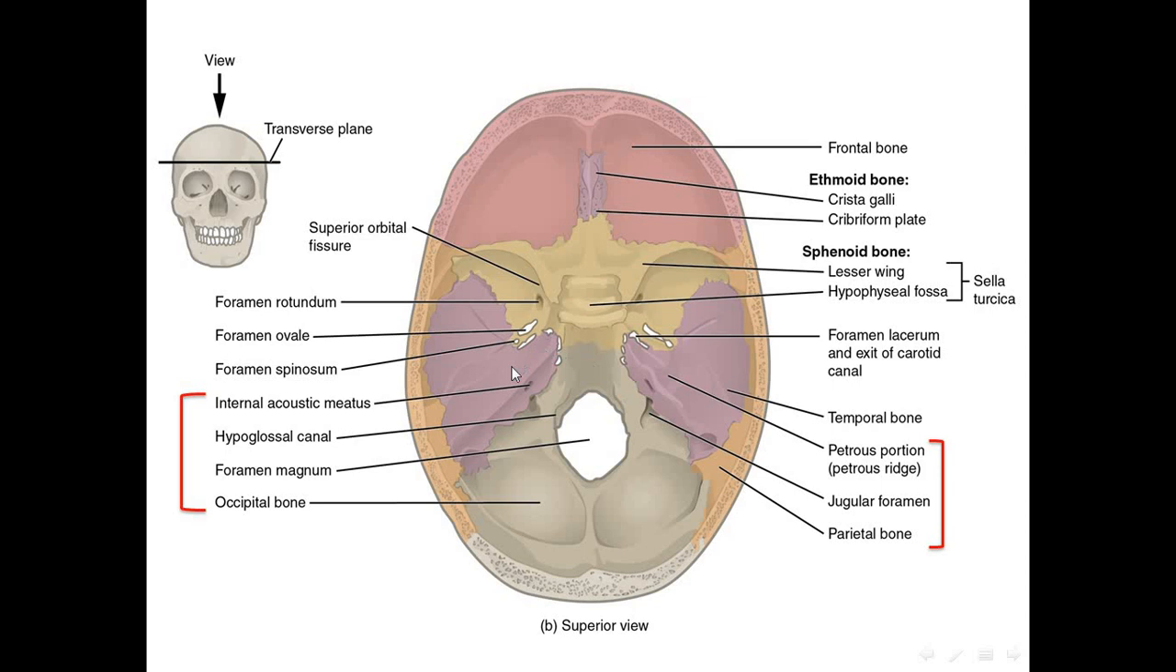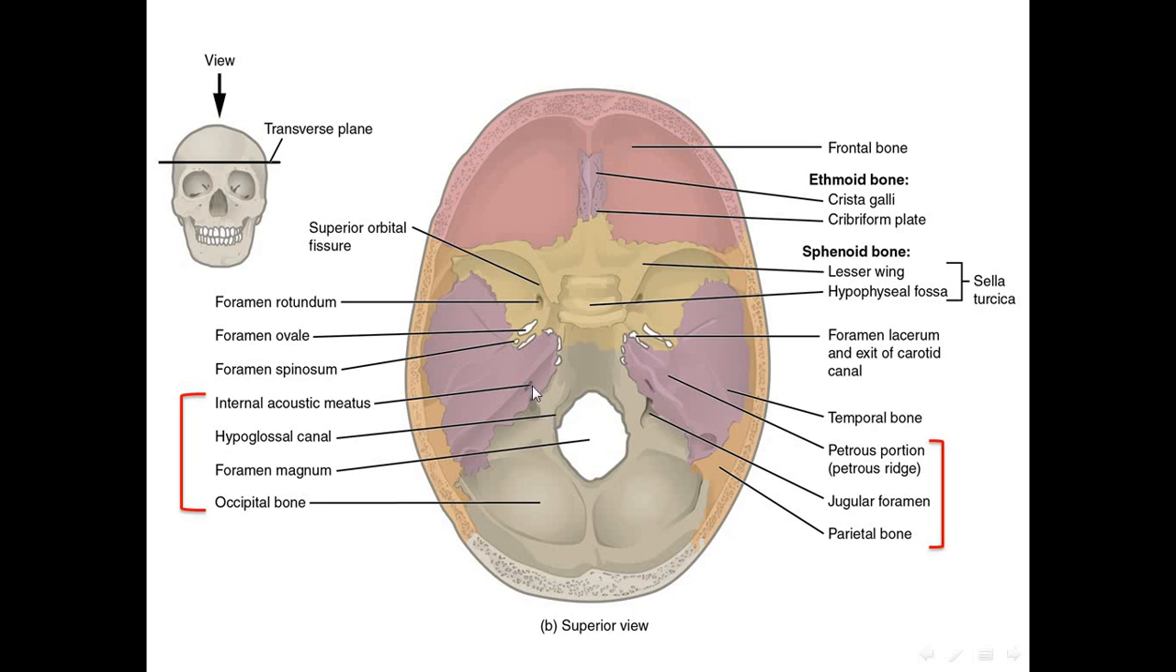This is the location of the posterior cranial fossa. The anterior boundary is by the petrous portion of the temporal bone, and posterior by the occipital bone. The largest opening here is the foramen magnum, the passageway for the spinal cord.